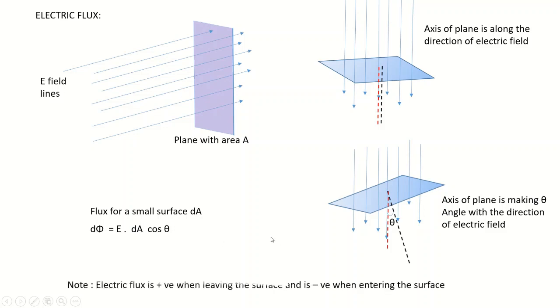Next, there is a note that has been mentioned. Electric flux is positive when leaving the surface and negative when entering, which can be shown from this diagram. When this arrow is entering on the front side, it will be considered negative, but on the back side, when the arrow is moving out, it will be considered positive. Hence the total flux within this surface will be 0.